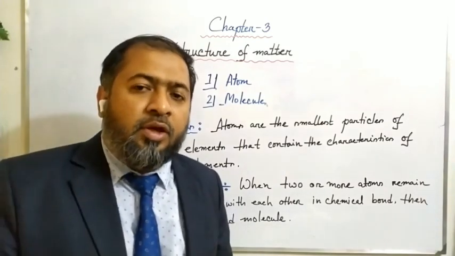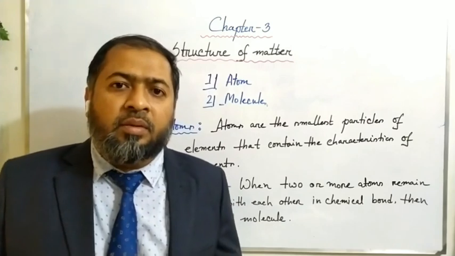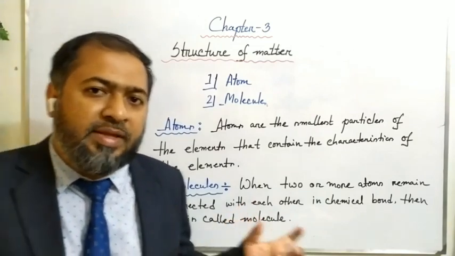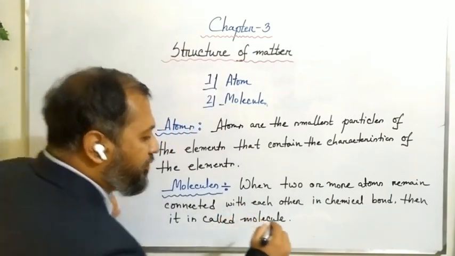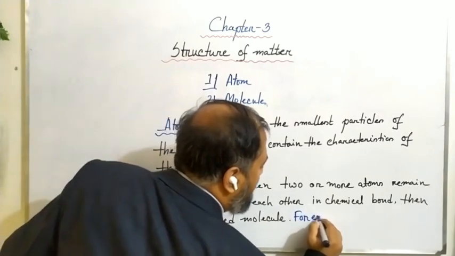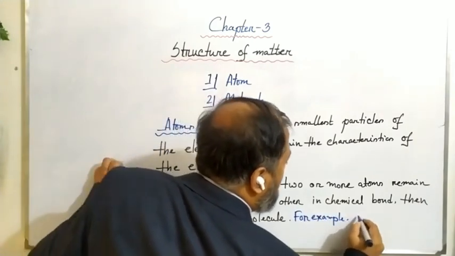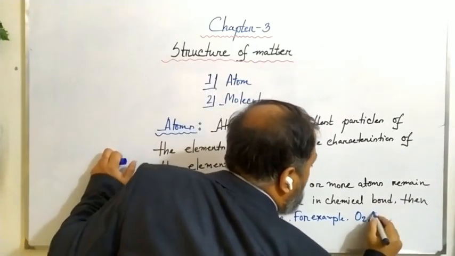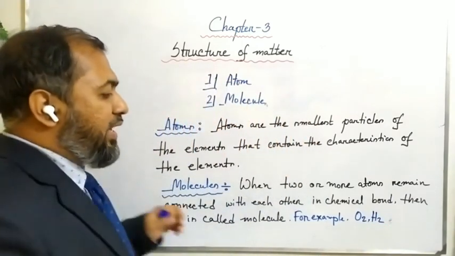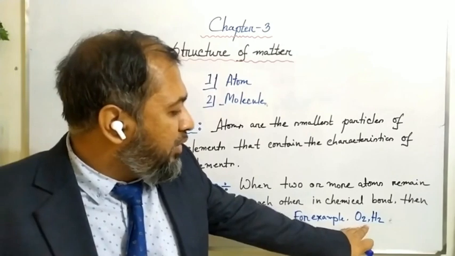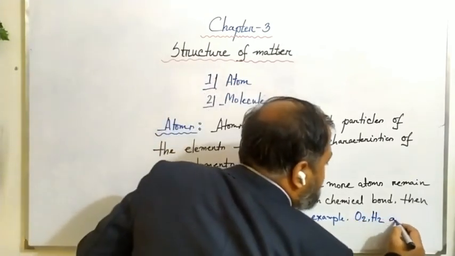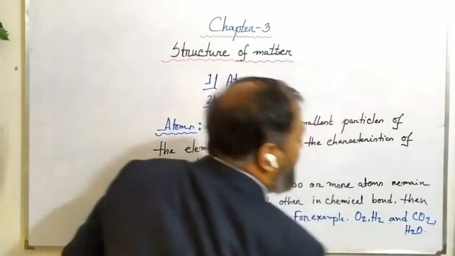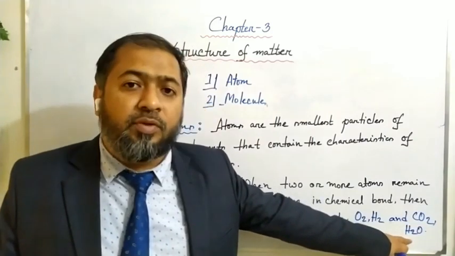Now students, molecules are of two types: element molecules and compound molecules. I'm going to give you some examples of element molecules and compound molecules. For example, you can see oxygen O2, hydrogen H2. Both of these are molecules of elements, and carbon dioxide, water. Both of these are compound molecules.